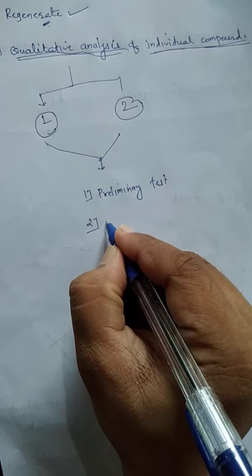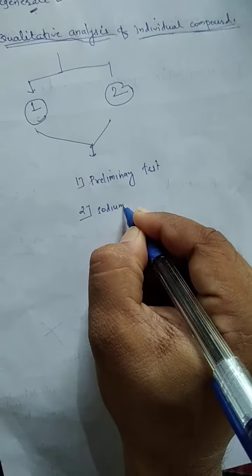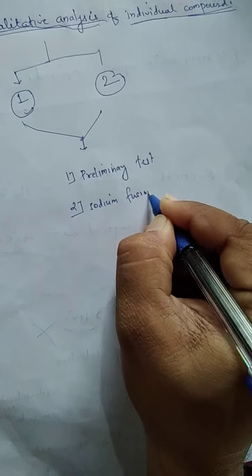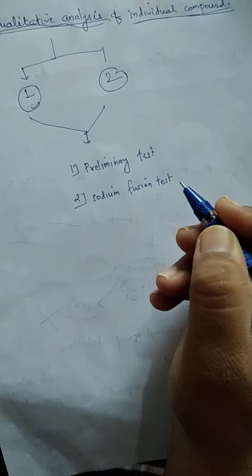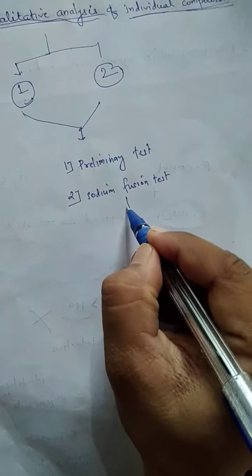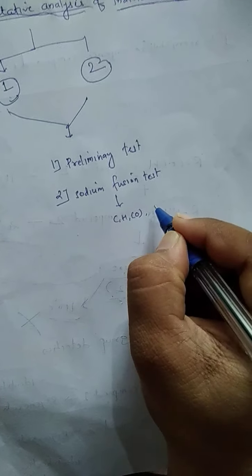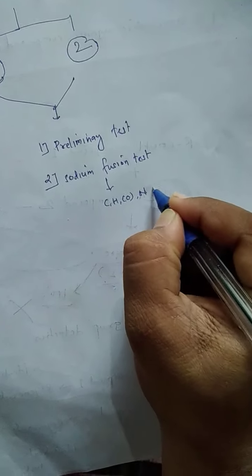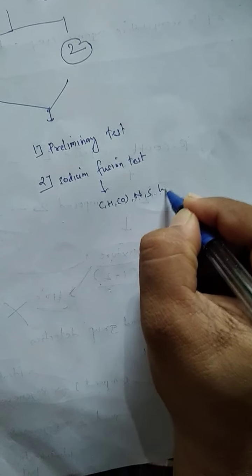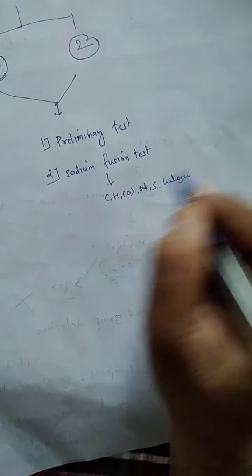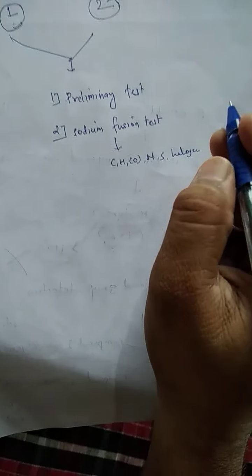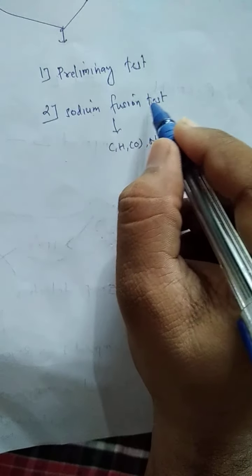Second one, sodium fusion test. So what happens in the sodium fusion test, we come to know which elements are present along with the carbon, hydrogen, and oxygen. If they consist of nitrogen, sulfur, or any halogen, all these present in the compounds can be identified by using the sodium fusion test.